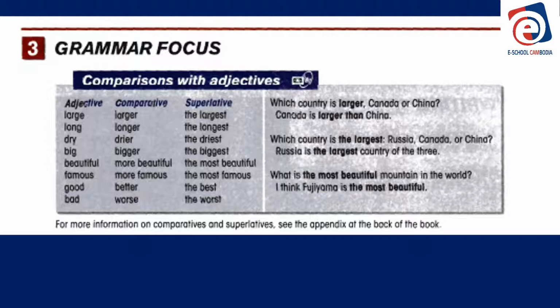Large, long, dry, big, beautiful, famous, good, bad. All right, and so you see the adjective, the base word, and then the comparative, and then the superlative. And so the superlative is the biggest, the longest, the fastest.